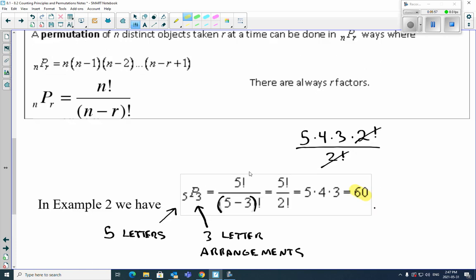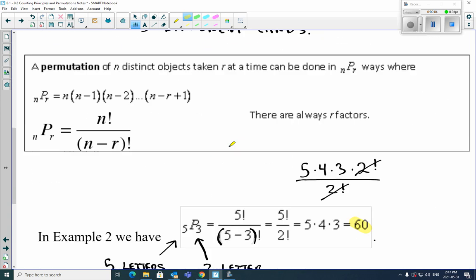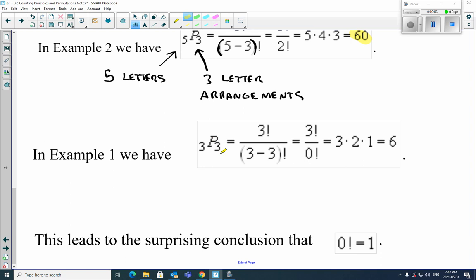Example number 1, if you remember, we have 3 letters and we're picking 3. So it's 3 pick 3. I know it sounds weird, but 3 pick 3. So 3 factorial over 3 minus 3 factorial is 3 factorial over 0 factorial, but we still have to get the answer of 6. So what that tells us is when you have 0 factorial, that actually equals 1. Keep that in mind because it's really, really useful. Okay, flip the page, let's go to example 3.